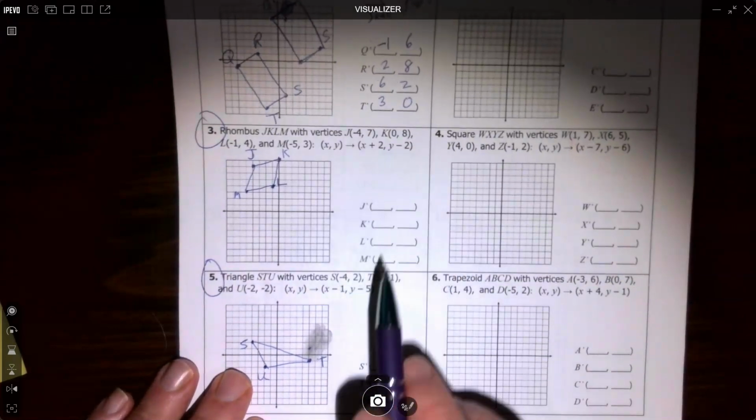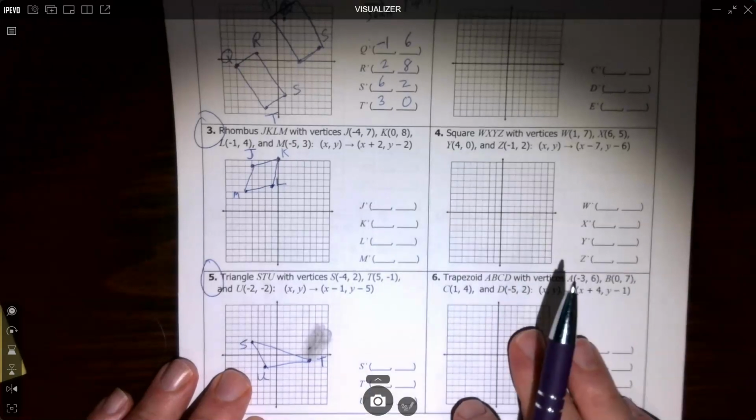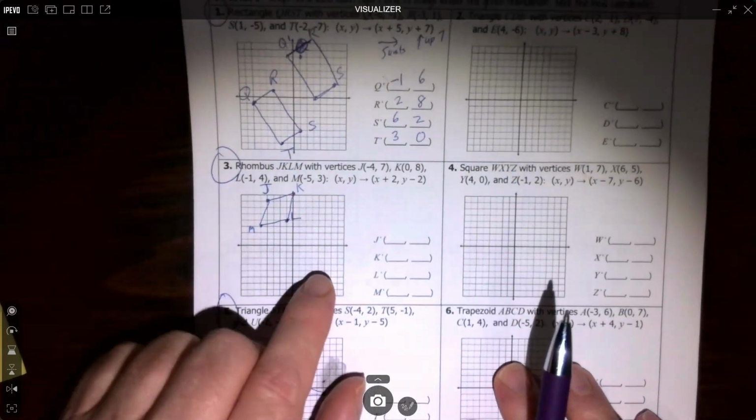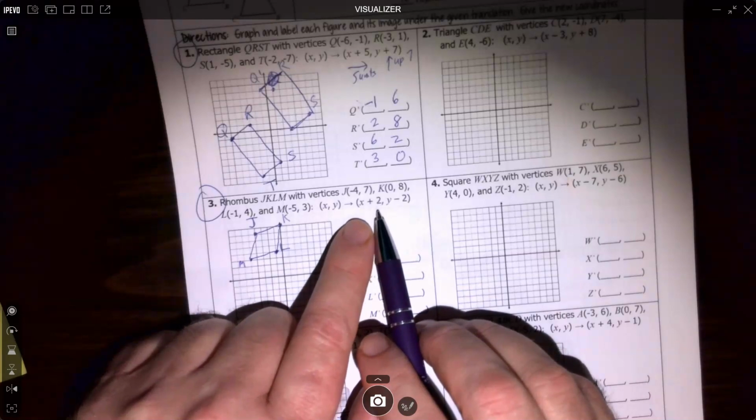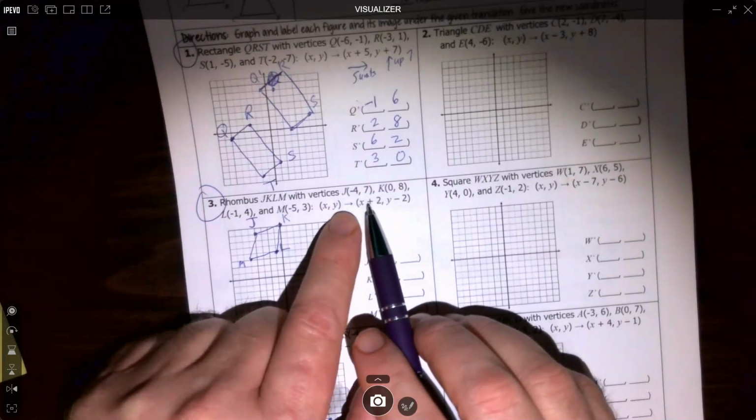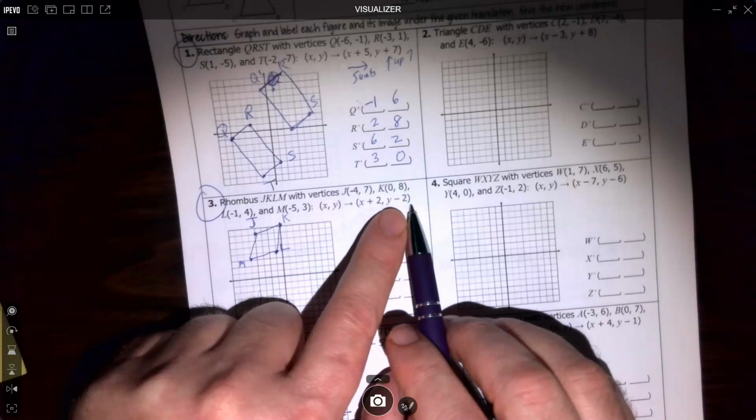All right, so I just want to do some examples of what happens when you have some mixed ones, like some minus and plus and minus and minus. So that's what I'm going to do. Again, this says I'm going to add 2 to the x coordinate, and I'm going to subtract 2 from the y coordinate.